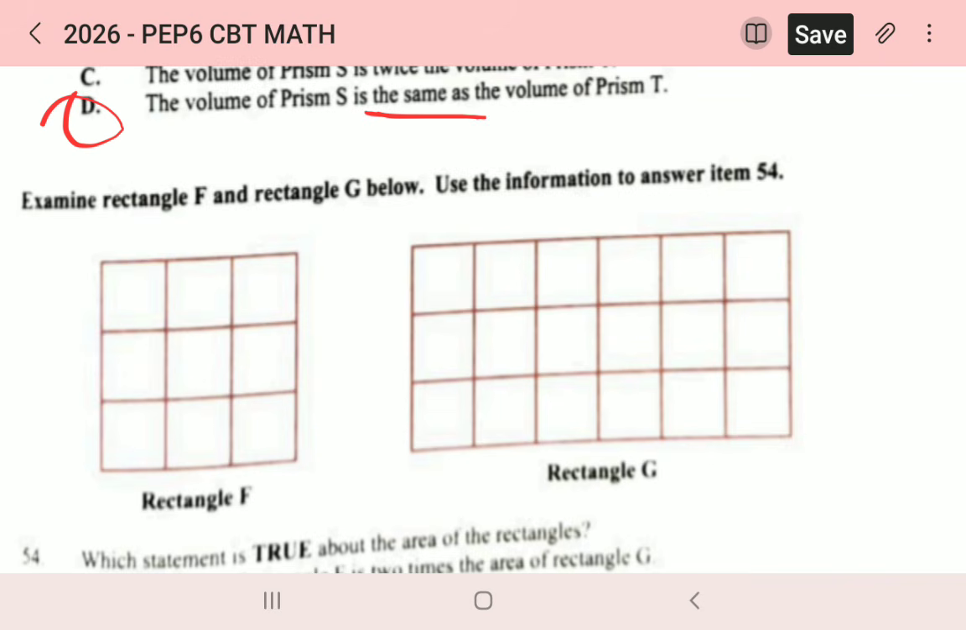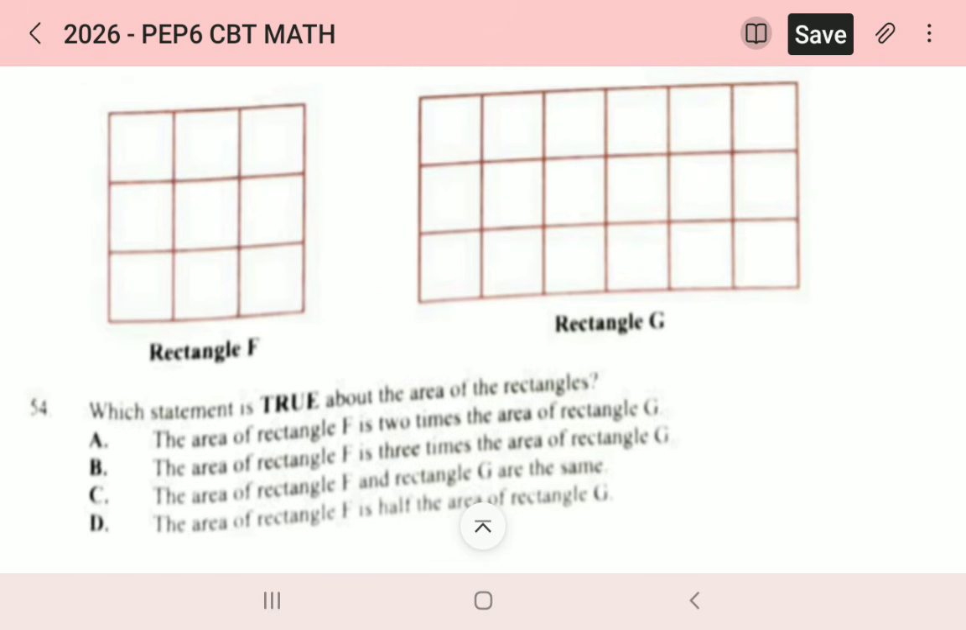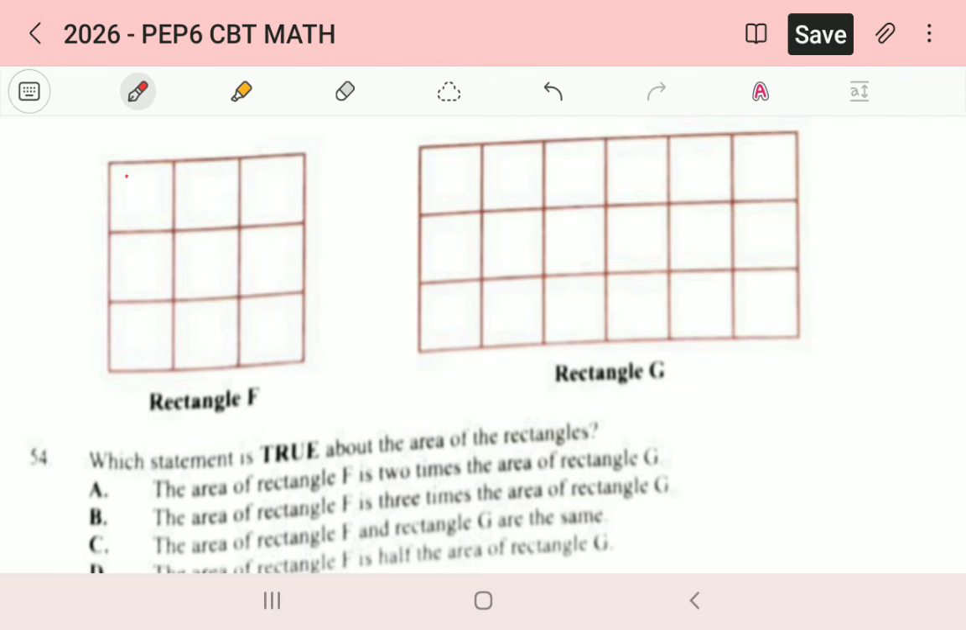Examine rectangle F and rectangle G below. Use the information to answer item 54. Rectangle F, rectangle G. It says, which statement is true about the area of the rectangles? So area is length times width. 1, 2, 3. Let's go. 1, 2, 3. 1, 2, 3. So 3 times 3 is 9. So this is 9. 1, 2, 3, 4, 5, 6. 1, 2, 3. 3 times 6 is 18, and this is 18.